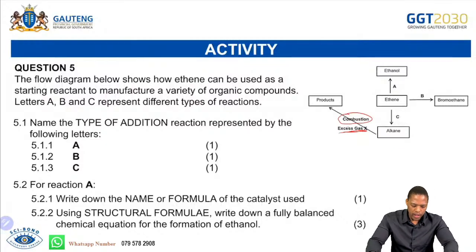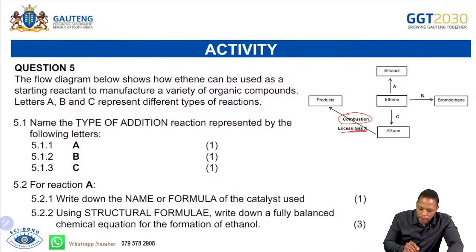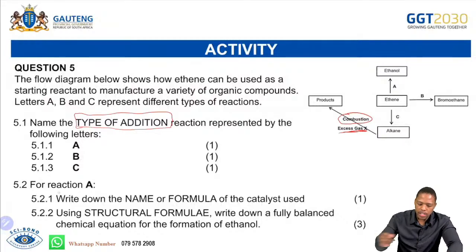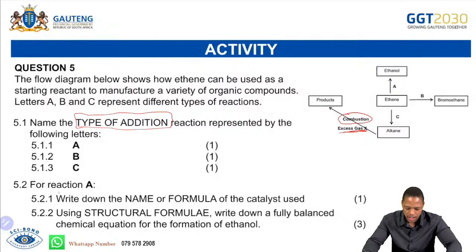Let's look at the questions that they are asking and check if we'll be able to answer them. The flow diagram below shows how ethene can be used as a starting reactant to manufacture a variety of organic compounds. Letters A, B, and C represent different types of reaction. Name the type of addition reaction. So you can't say addition, addition, addition. They say name the type of addition reaction, A, B, and C. I want to go through all the questions first.